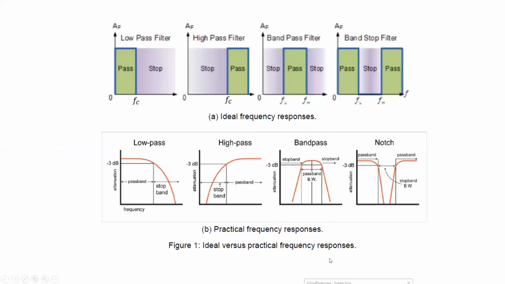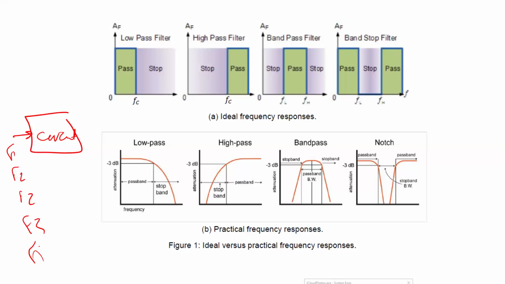Okay. So let's first know what we mean by filters. What is a filter? Very simple. It's a circuit. So here you have a circuit, and then you have different input frequencies. At the input, we have different signals with different frequencies, F1, F2, F3, F4, and so on.